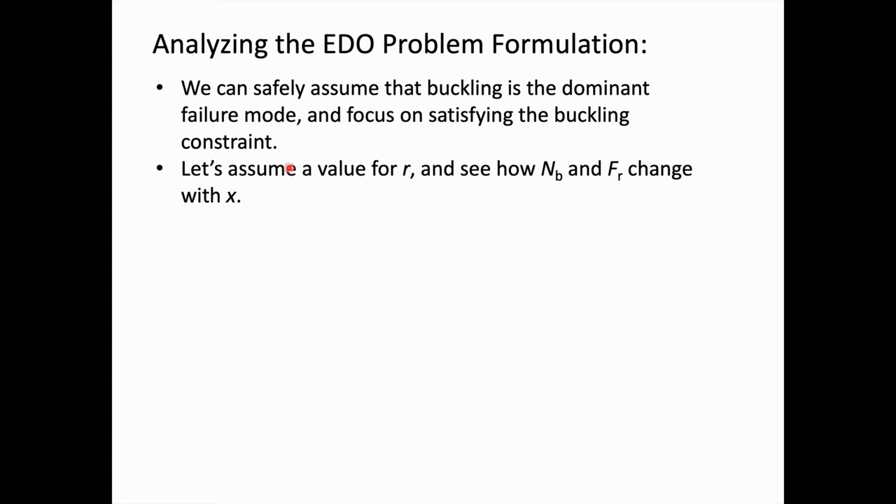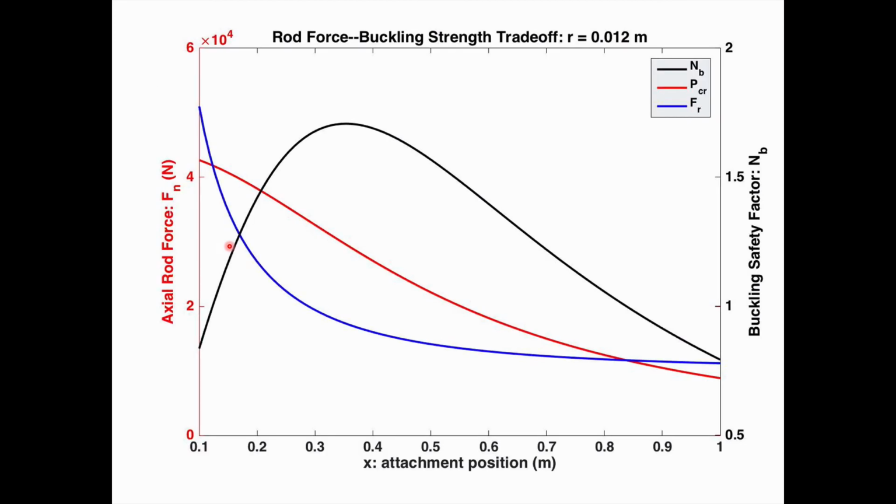Let's conceptualize this first. Let's suppose we are just assuming a value for radius, and then we're going to see what happens with the other relationships for a fixed value of r. We want to see how the buckling safety factor and the axial force change with x. With this visualization, can we observe whether there is a design sweet spot? Here I've plotted as a function of x, attachment position, for a fixed value of radius, 1.2 centimeters.